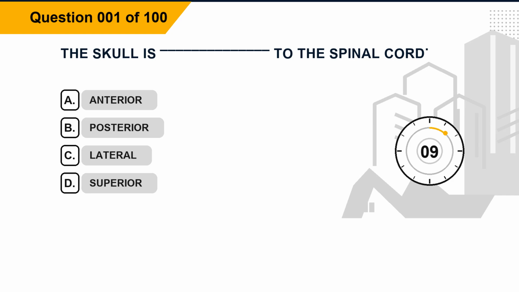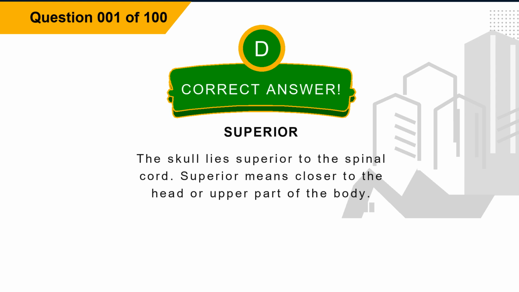Question 1. The skull is blank to the spinal cord. Option A, anterior. Option B, posterior. Option C, lateral. Option D, superior. The correct answer is option D, superior. Explanation. The skull lies superior to the spinal cord. Superior means closer to the head or upper part of the body.